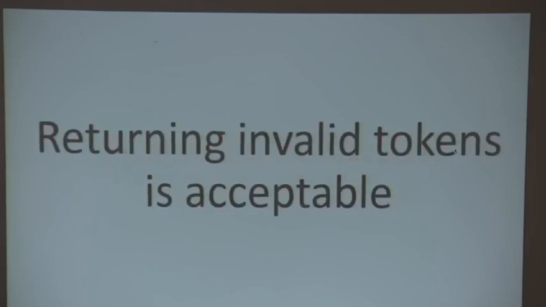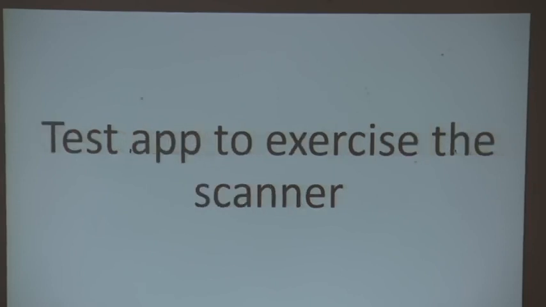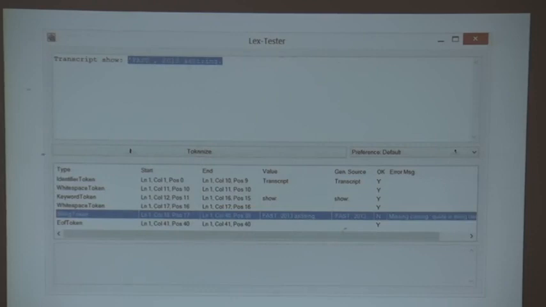Returning invalid tokens is acceptable because you might use this scanner, this compiler, for code completion and other stuff where the code is not complete. Unit tests are difficult to write. TestApp is what I ended up writing, where I can type stuff on the fly and see what comes out of it. It should hopefully not crash. And you see this says the string token is missing closing quote character. So now we have a scanner at least.